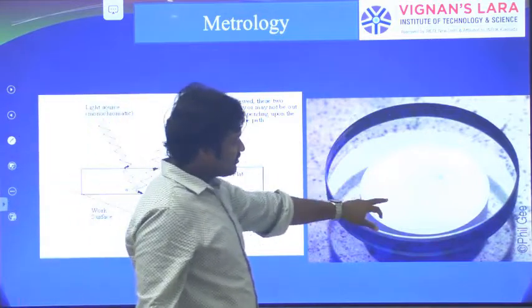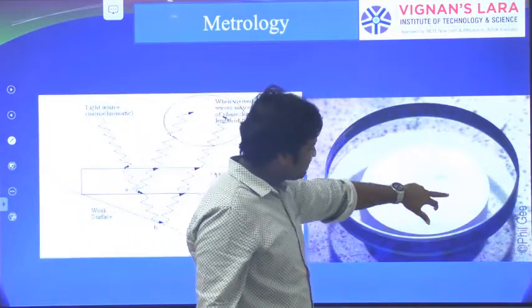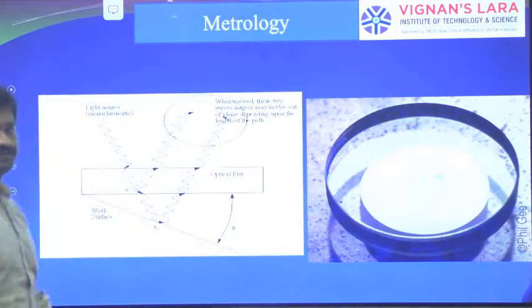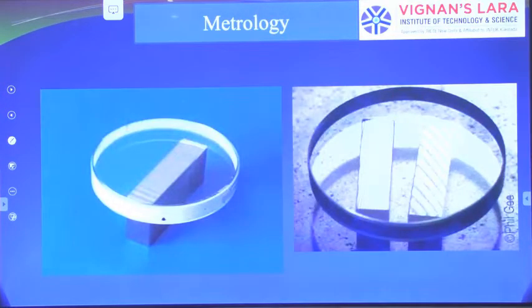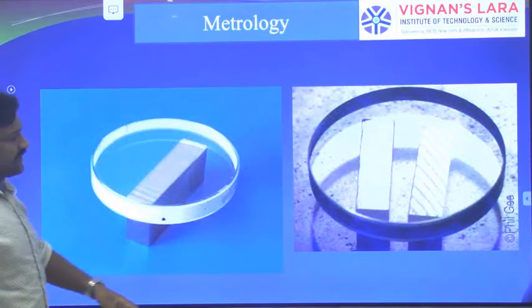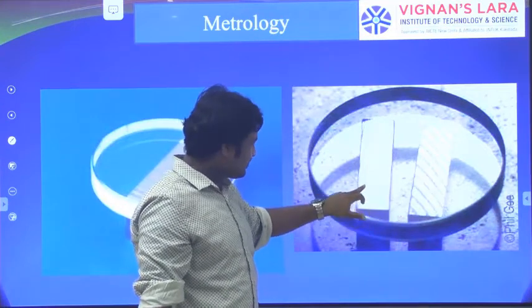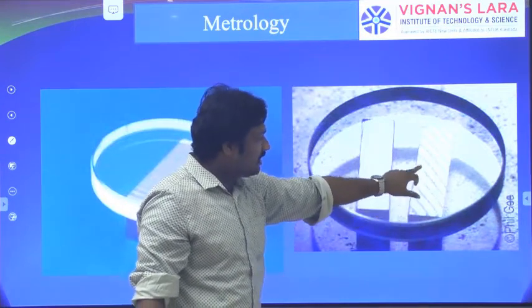Here you can observe the types of fringes. Various fringes are obtained on the top of the optical flat. Again, in this image also, various fringes are formed. Some fringes are straight and some are curvilinear.